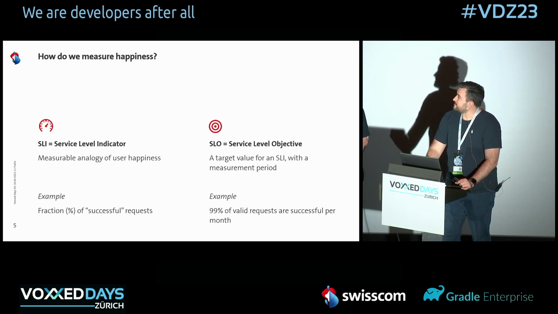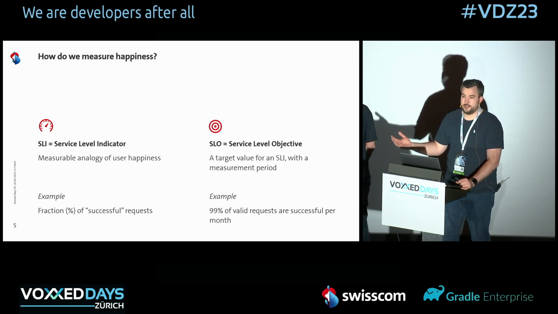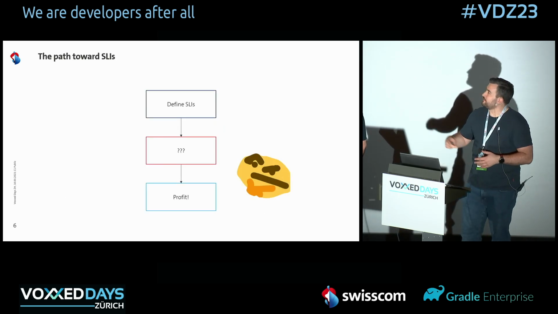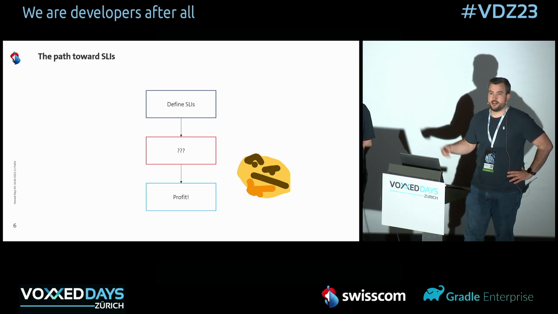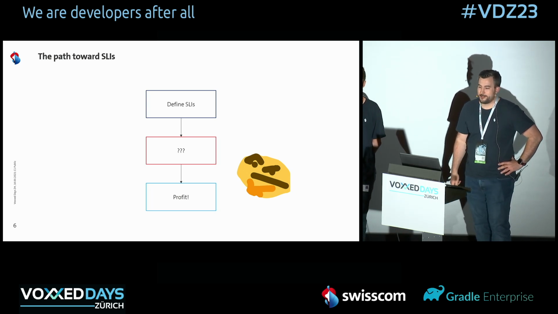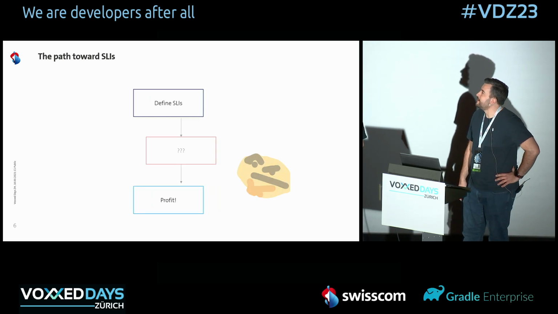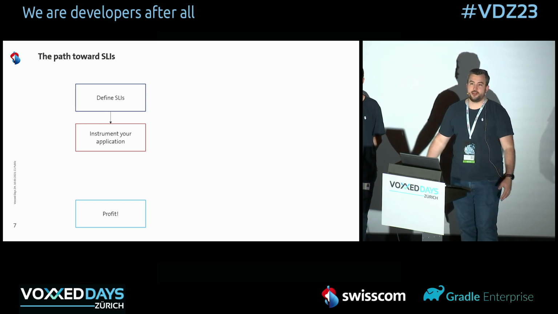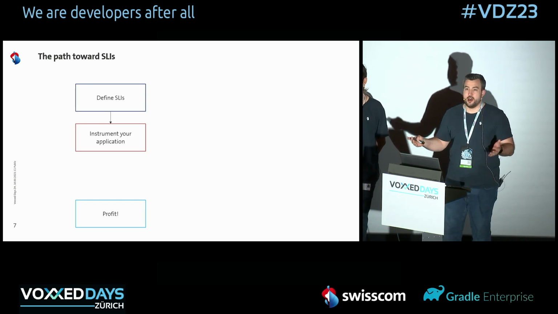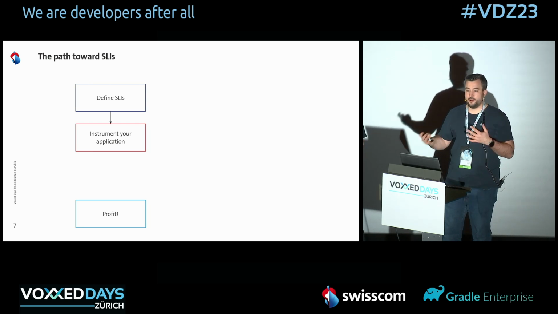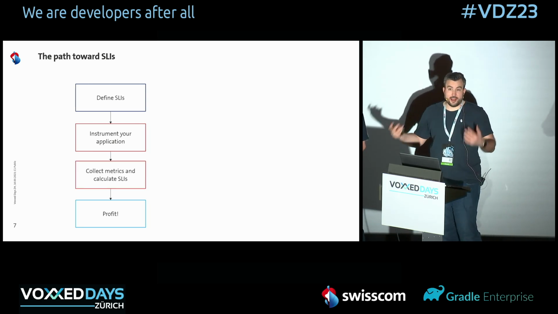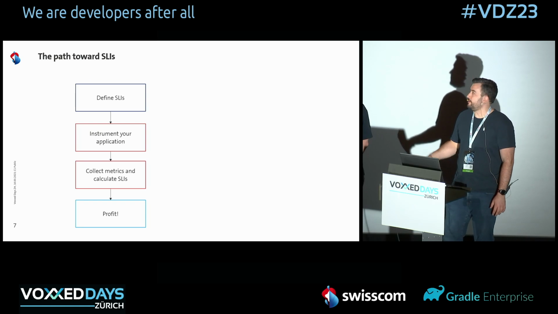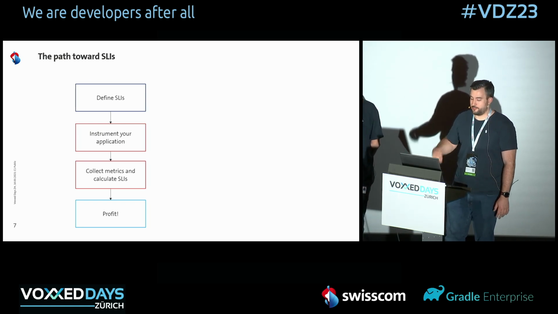Now, that's nice, but how do you actually get value out of this? You can define those SLIs, and something happens, and then profit, right? So what's in that box there? The usual assumption is you need to instrument your application. You need to have some metrics, like whether this was successfully responded to or not. And then you need to collect those and calculate your SLI, and then you profit, right? Now, when you have that calculated, you can measure it, you can alert on it, you can improve it.